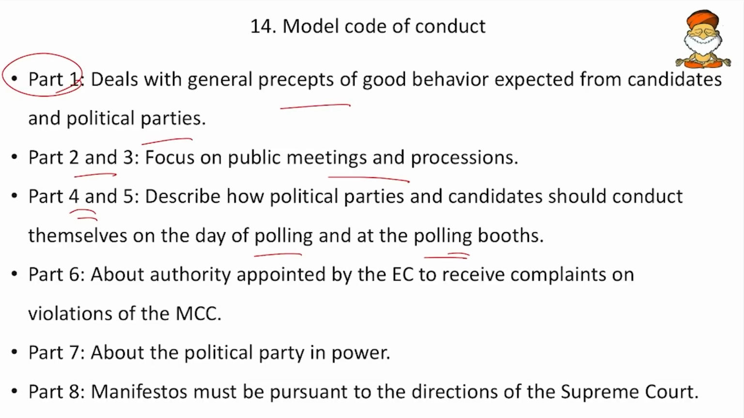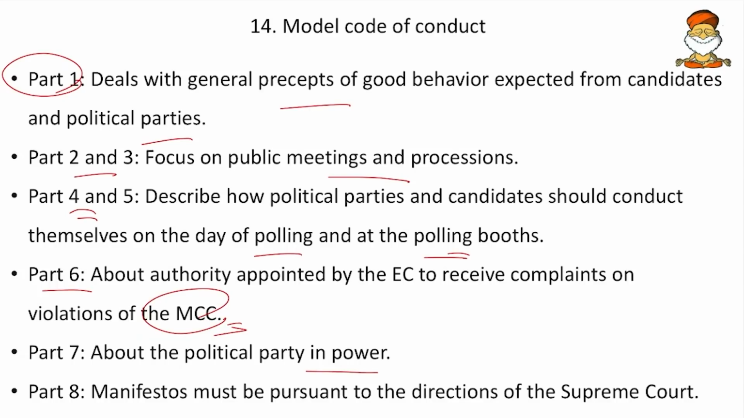Can they give a speech there? So all those. Then part 6 is about the authority appointed by the Election Commission to receive complaints on the violation of the Model Code of Conduct. So who is the authority to receive the complaint? What are his powers? And then part 7 is about the political party in power. So how should the political party in power behave?